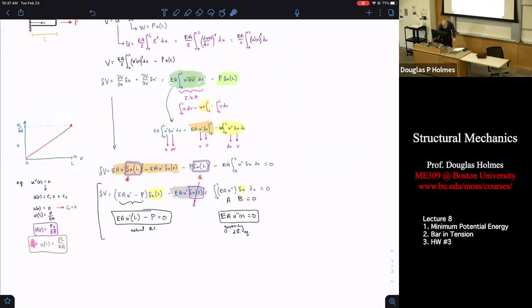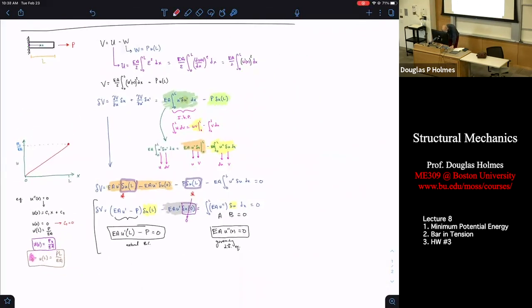To do this, it required a couple of steps. It required us to write down the total potential energy, calculate its first variation, integrate by parts, collect the virtual displacements and discard any inadmissible ones that are not allowed. You are not allowed to have a virtual displacement on a constrained point.